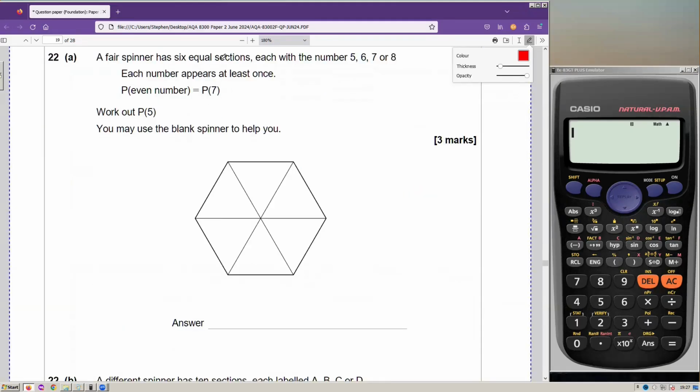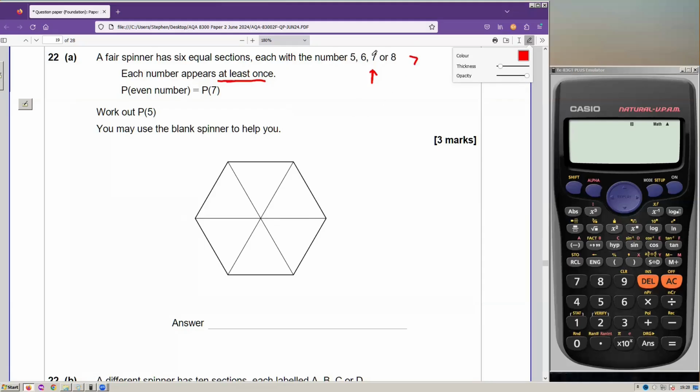22A, a fair spinner has 6 equal sections, each with the number 5, 6, 7, or 8. Each number appears at least once, right? At least once. So it could be more. So the probability of an even number is the same as the probability of a 7. Well, we've got a 7 there. Got a 7. And you've got 2 even. So for it to be the same as the even numbers, you'd need another 7.